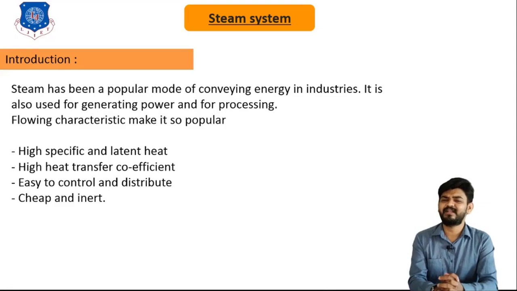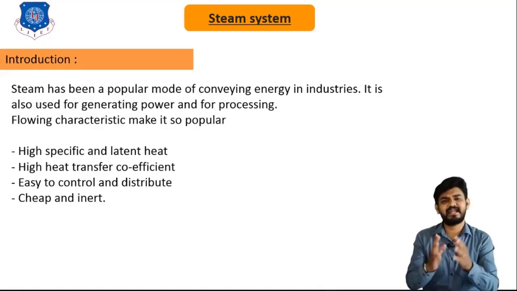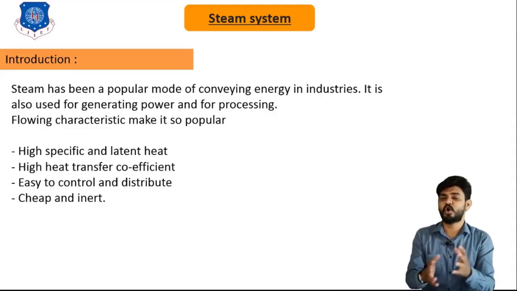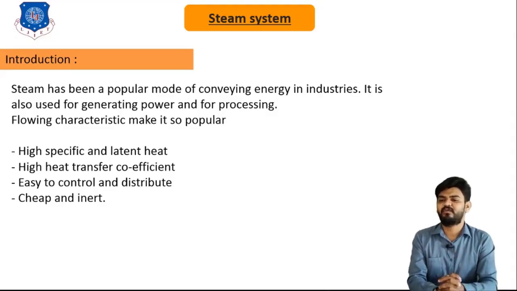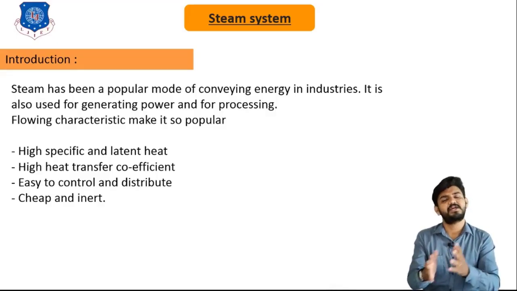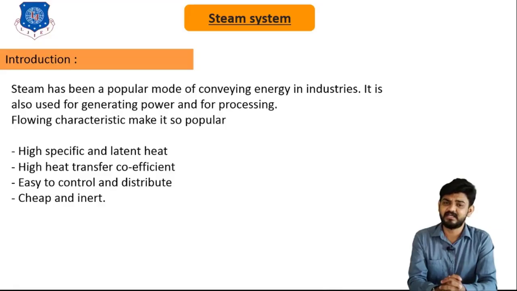electricity. Well, there are certain characteristics that make steam the most popular, and these characteristics are high specific heat and latent heat. Steam has the highest specific and latent heat that we can utilize for space heating or for process heating applications. The high heat transfer coefficient also makes steam a most preferable source. Steam is easy to control and easy to distribute to different components or different equipment. And lastly, steam is a cheap and inert material.